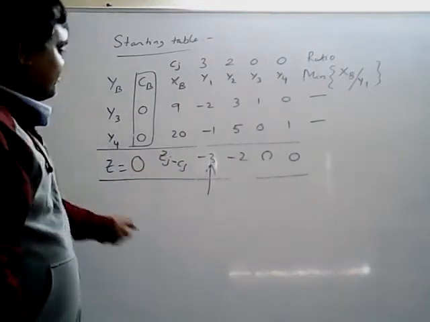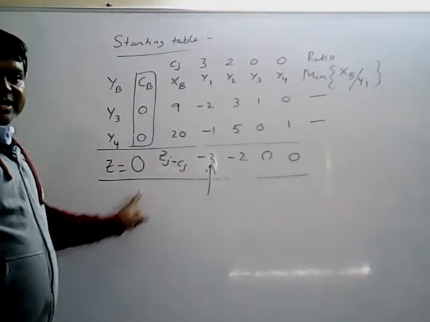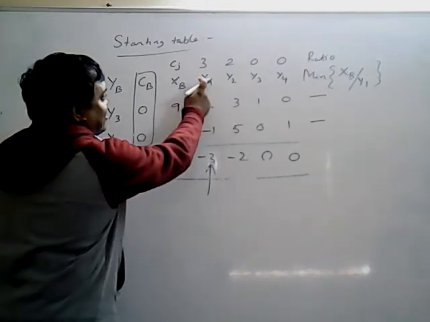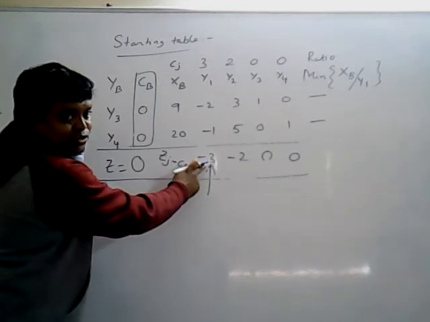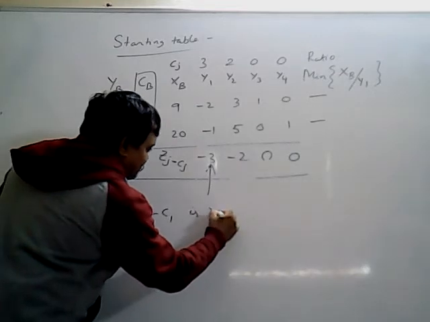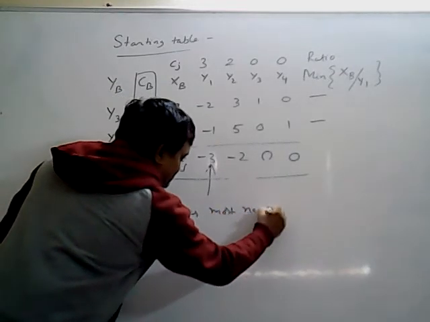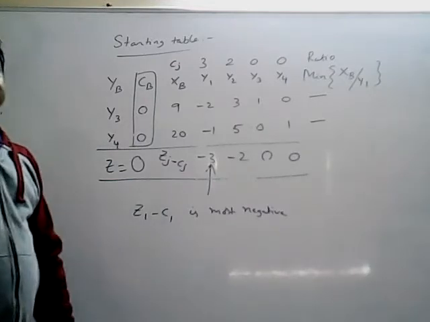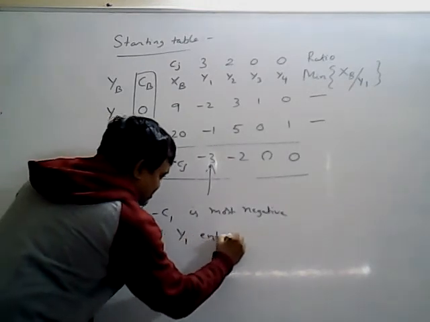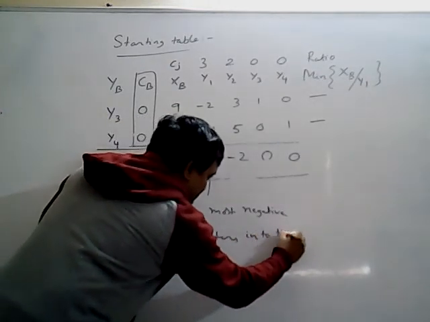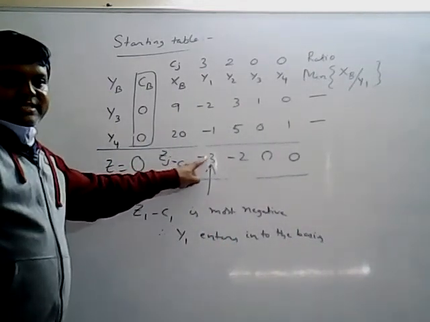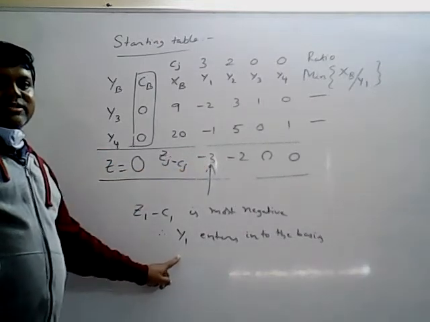Okay, so write it. I think all of you understood. Next, which variable enters? -3 enters. -3 means Z1 minus C1 is the most negative. Z1 minus C1 is the most negative. Therefore, Y1 enters into the basis.